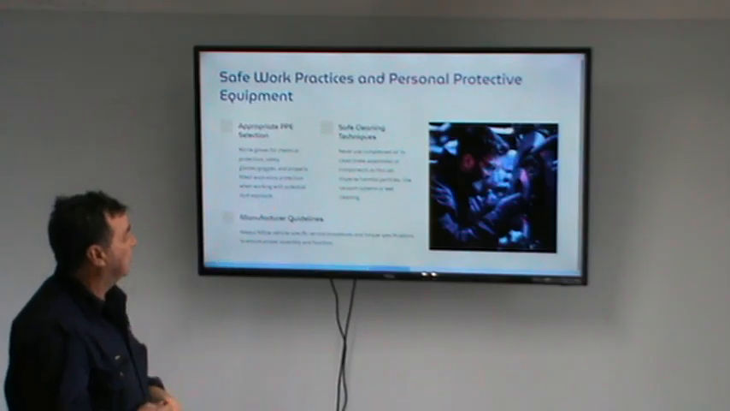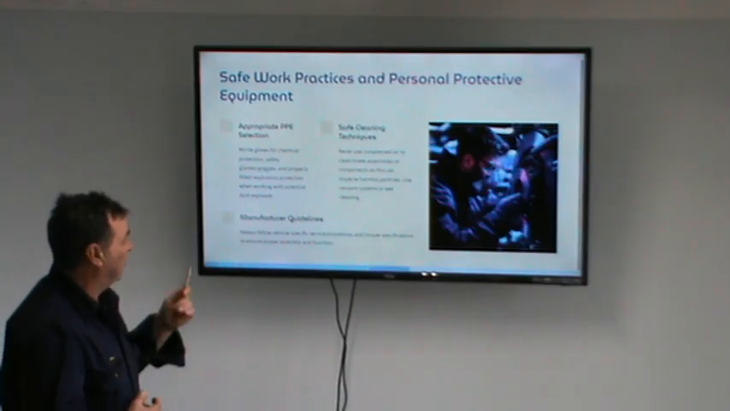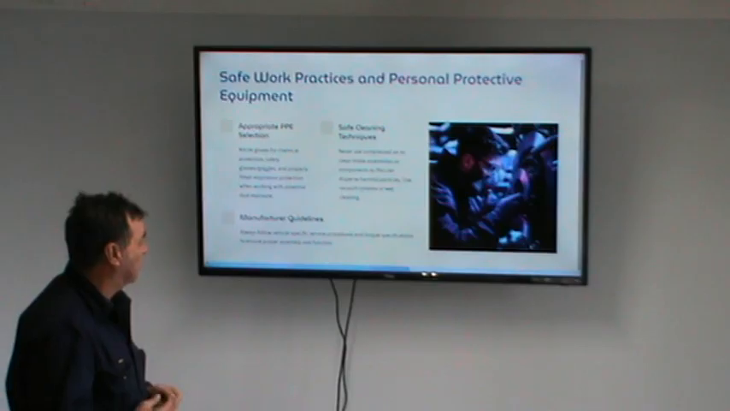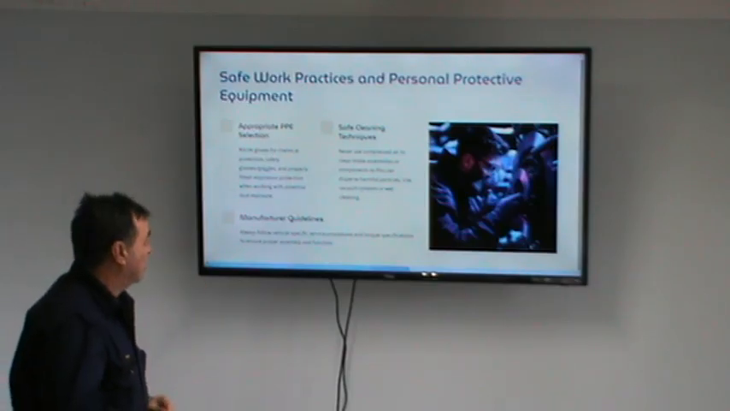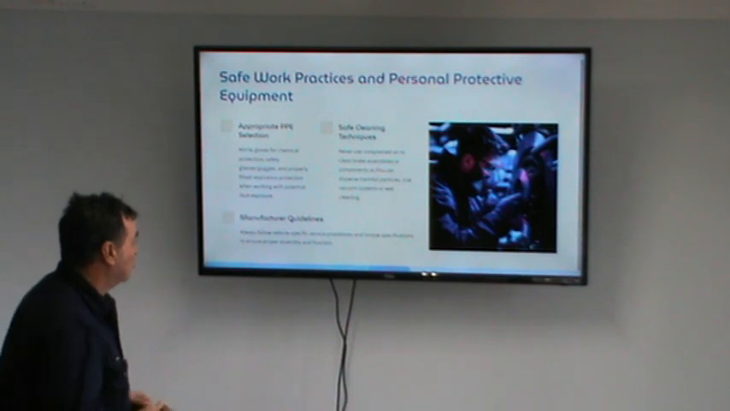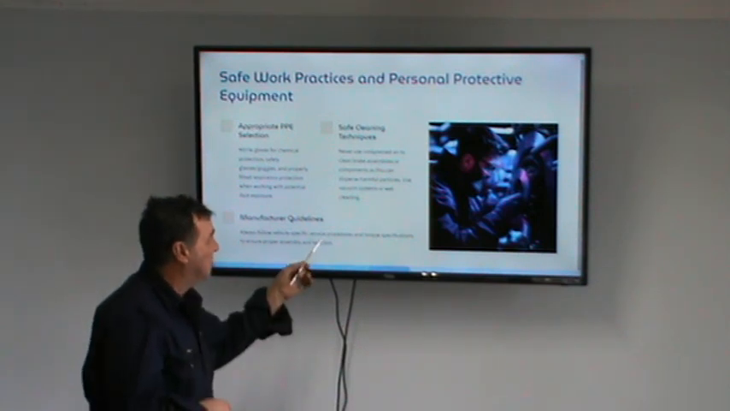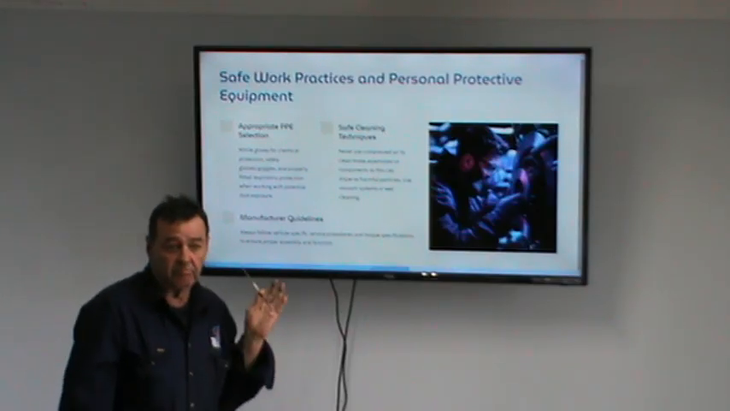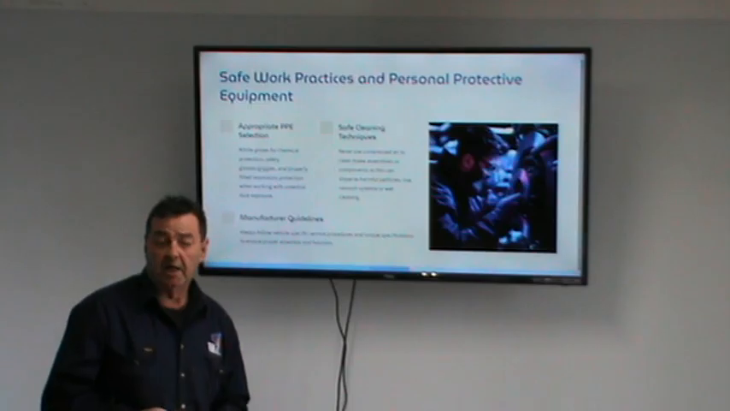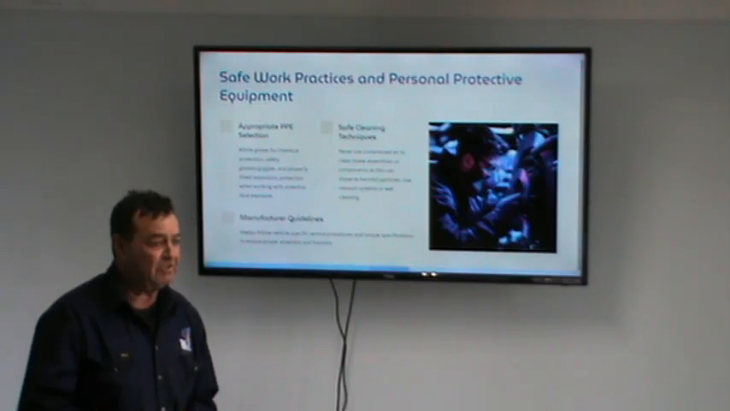Okay, safe cleaning techniques. Number one, never use compressed air to clean brake assemblies or components. As we've discussed, this can disperse harmful particles. Use vacuum system or wet cleaning. Most places aren't going to have that vacuum cleaner system set up, and it looks pretty expensive.